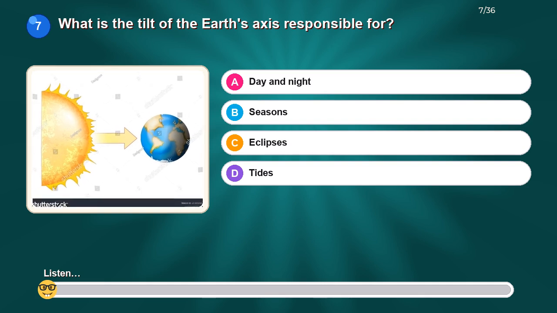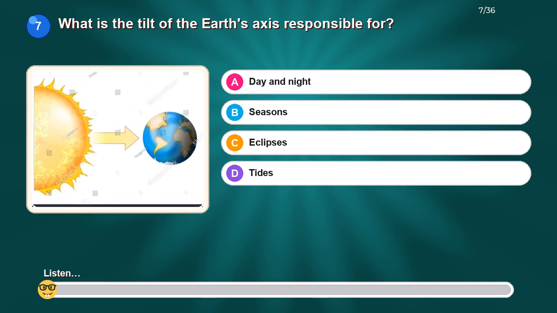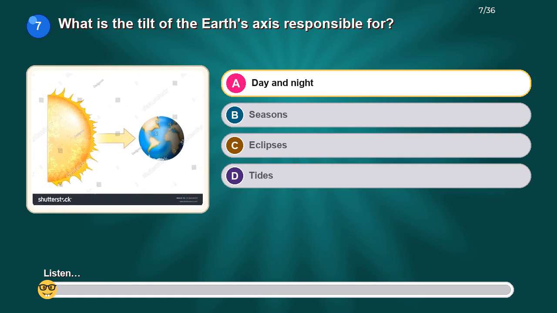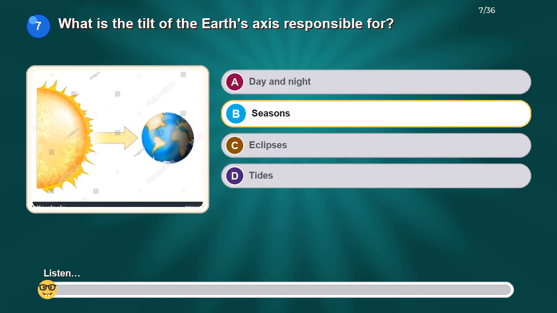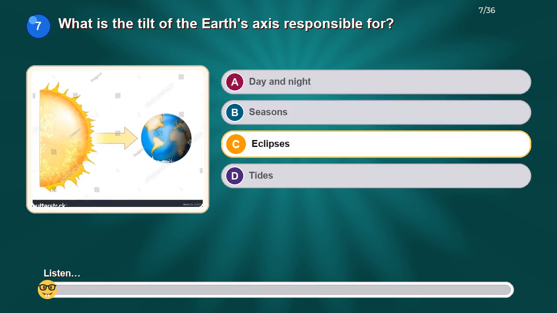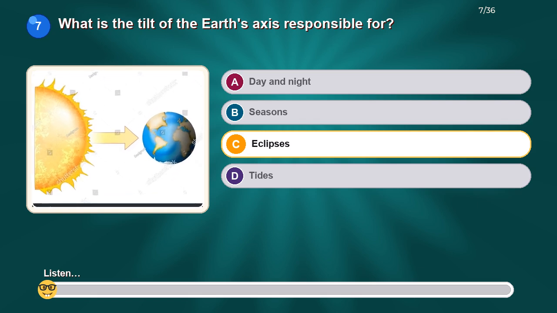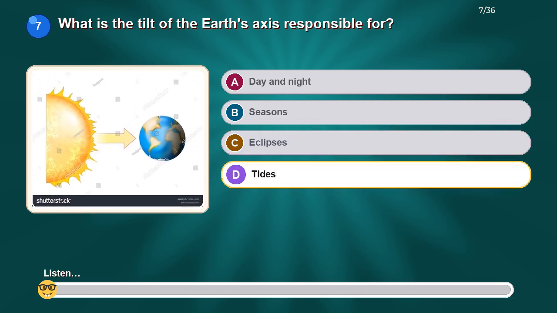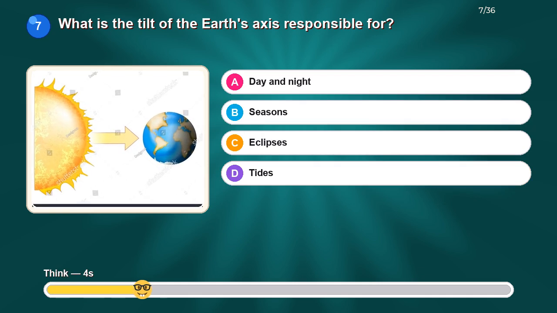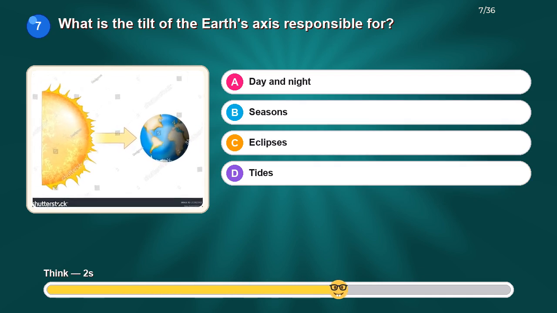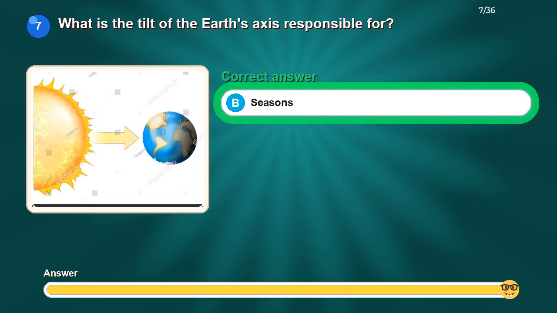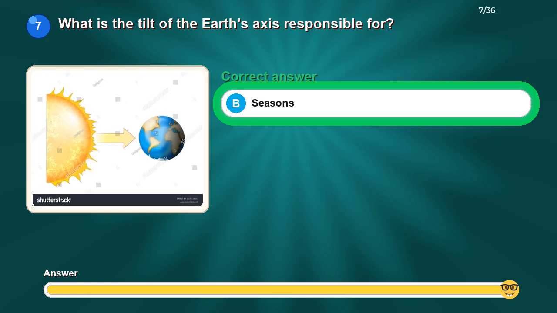What is the tilt of the Earth's axis responsible for? Option A. Day and night. Option B. Seasons. Option C. Eclipses. Option D. Tides. The correct answer is seasons.